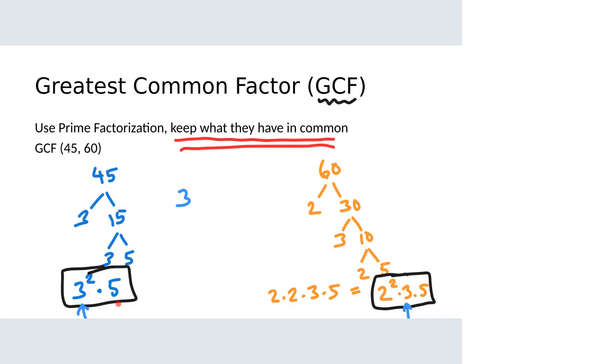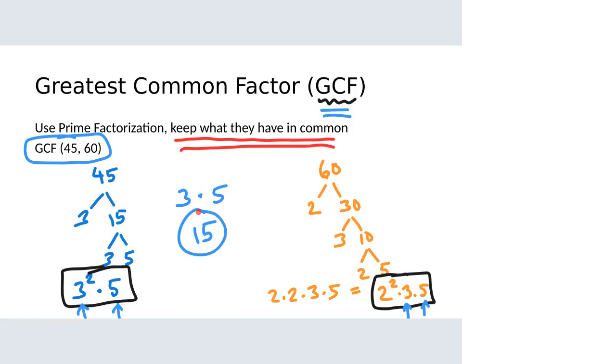And then let's see, there's a 5 over here and there's a 5 over here. So I'm going to keep a 5. And then I'm going to multiply those together and get 15. And the greatest common factor of 45 and 60, the biggest number that will go into those evenly, is 15.